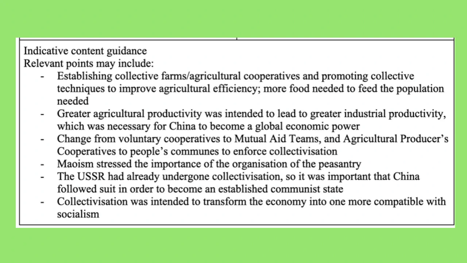So one point that you could have included was that establishing collective farms or agricultural cooperatives and promoting collective techniques was intended to promote agricultural efficiency. And then you can bring in here some great contextual knowledge. You can say how the Chinese population was rapidly increasing at this point, so it was a priority for Mao to increase food availability. And bringing in contextual evidence like this, explaining it, making sure you've linked it back to the question, is a very nicely developed point. It's concise, it's logical, it's very clear what you're trying to get across, and that is exactly what the examiner would be looking for.